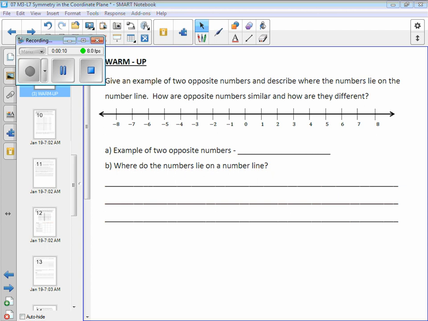Raise your hand. Give me one example of two opposite numbers. Alice, get me started. 7. And the opposite? -10. Where do they reside on the number line?